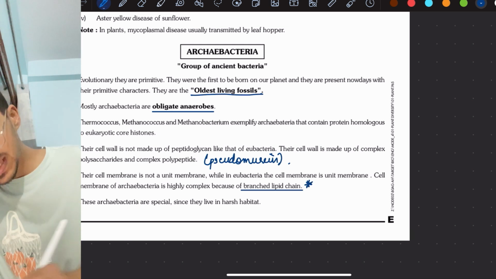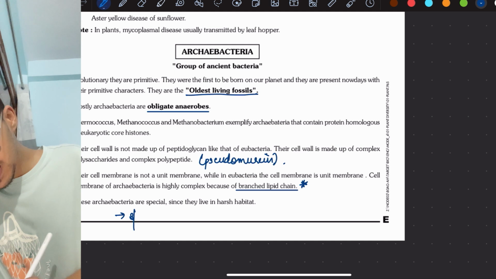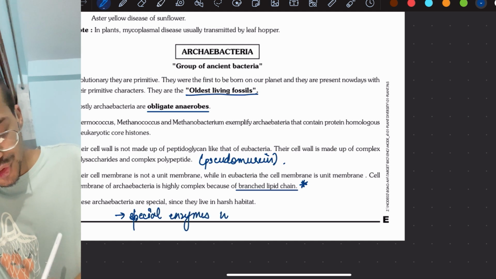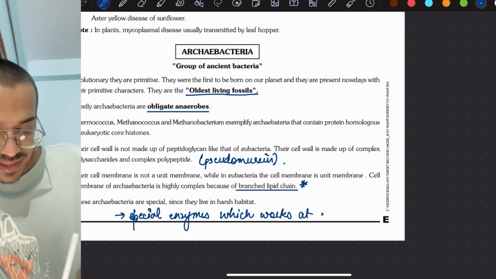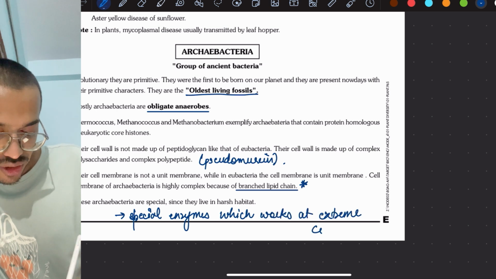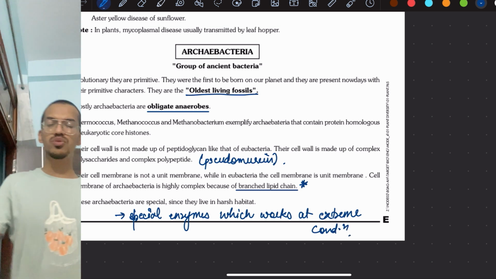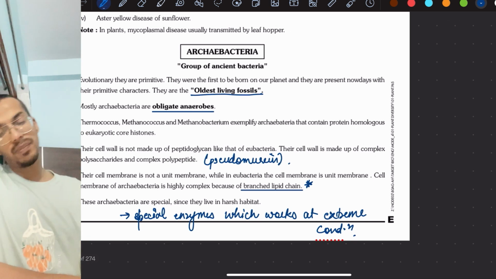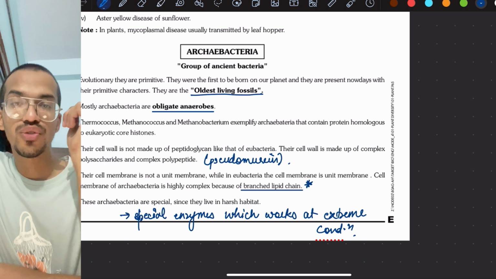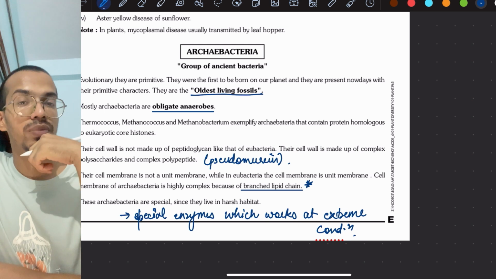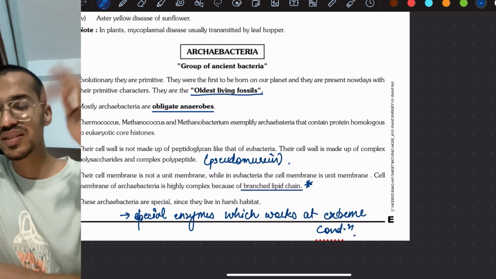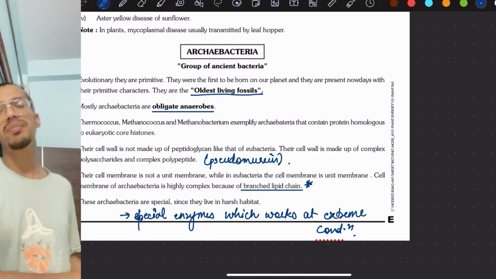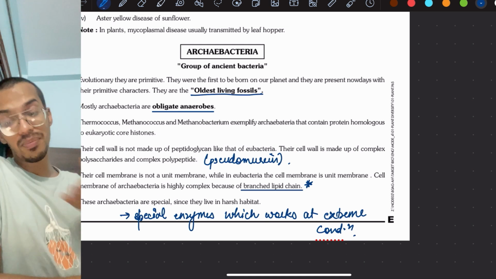Plus they have special enzymes which work at extreme conditions. Normally enzymes work in a narrow range, but their enzymes work in an extreme range, and we're going to use this feature. So what are the special features which make them survive in the hardest of environments? What is the hardest environment? Like Antarctica, they are present there.